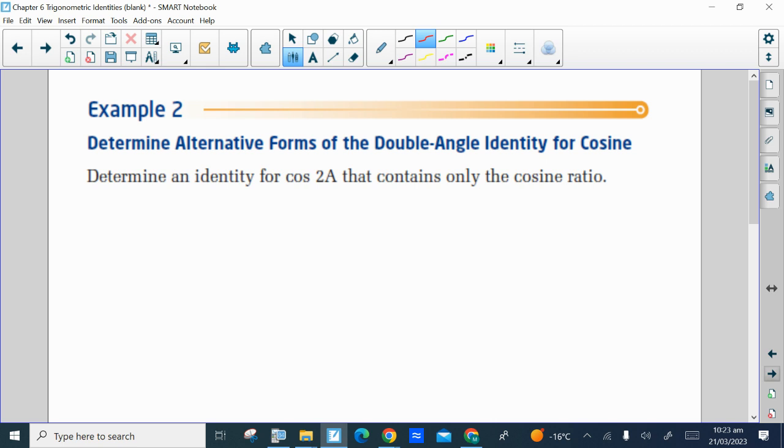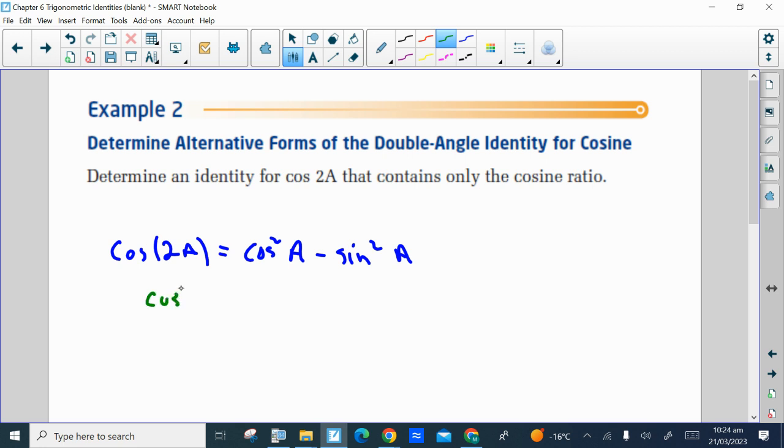There are alternate forms for the double angle identity for cosine. Okay? The one that we saw earlier that's on the formula sheet is that cosine of 2A is cos squared A minus sine squared A. We've already looked at that one today. That is one of the double angle identities for cos 2A. However, there are two more that we can use, and they are actually on the formula sheet.